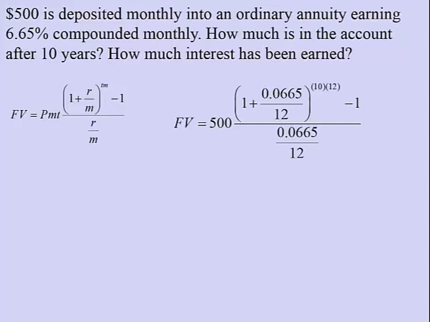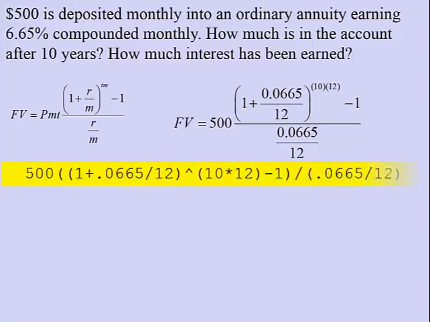And again, the proper way of typing this on the calculator with all the parentheses in the right spot would look like this. And here's what we get for the future value. So $500 a month for 10 years in this account would give us $84,895.40. Now, how much of that is interest?